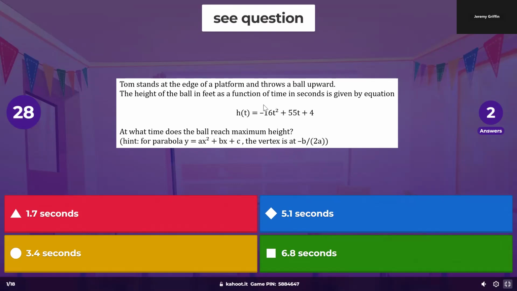Okay. So this negative 16 is related to the strength of Earth's gravity field. This 55 is related to how fast Tom threw the ball straight upward. And this 4 represents the height of the platform. Right? No, those are all related in feet. So we got feet per second squared. If you take my physics class, you'll see many equations that look like that.